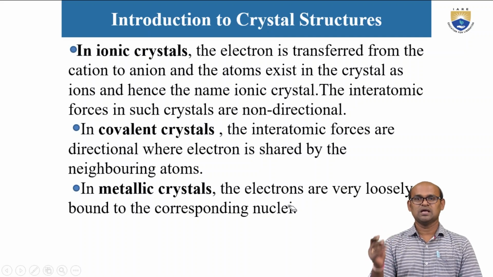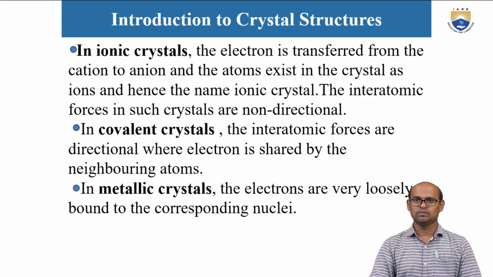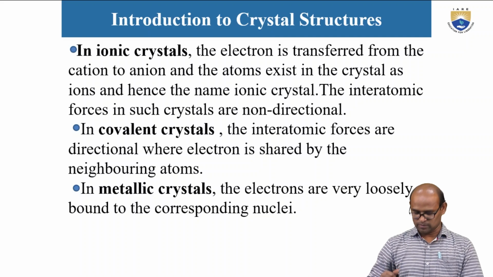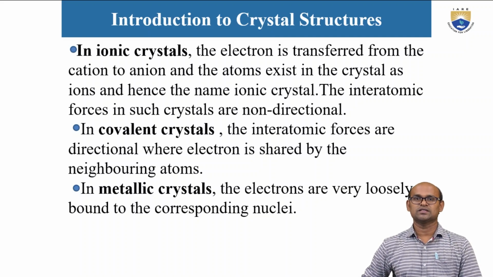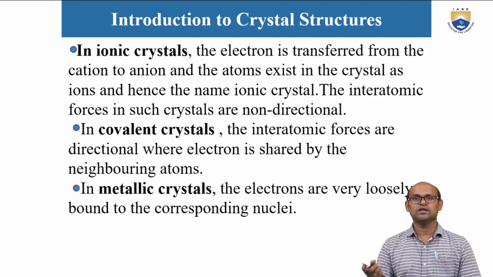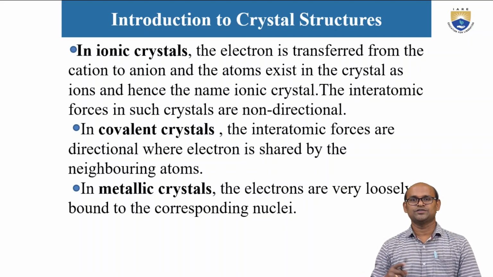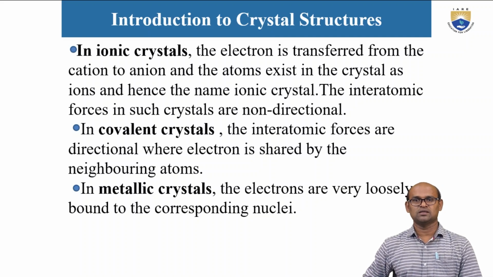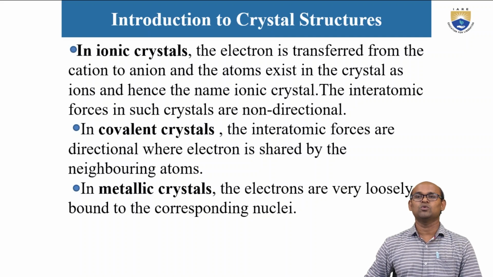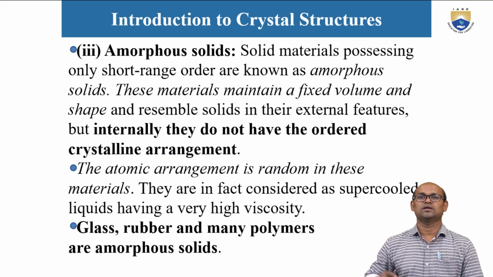Okay. So based on the bond between the neighboring atoms, there are three different types of crystals: ionic crystals, covalent crystals, and metallic crystals. In ionic crystals, there is a losing or gaining of electrons, and there are ions present in the crystal, so these are ionic crystals. In covalent crystals, there is a sharing of electrons between the atoms. And metallic crystals are the ones where the electron is bound to the nucleus very loosely.